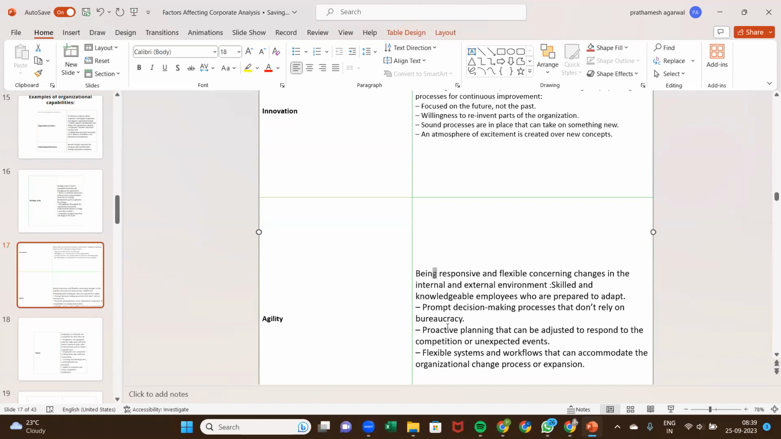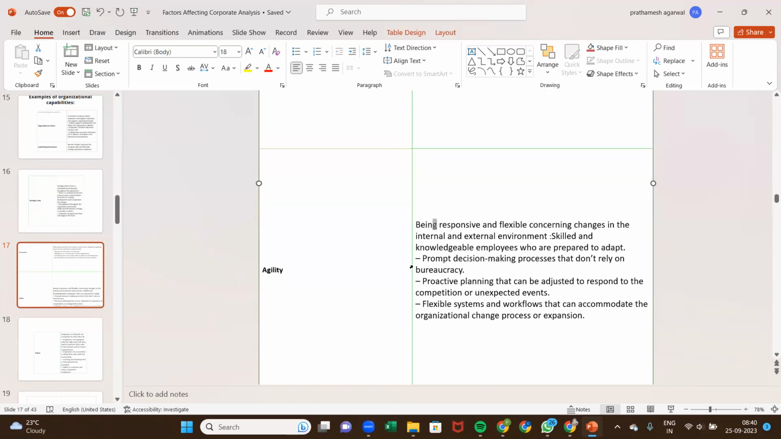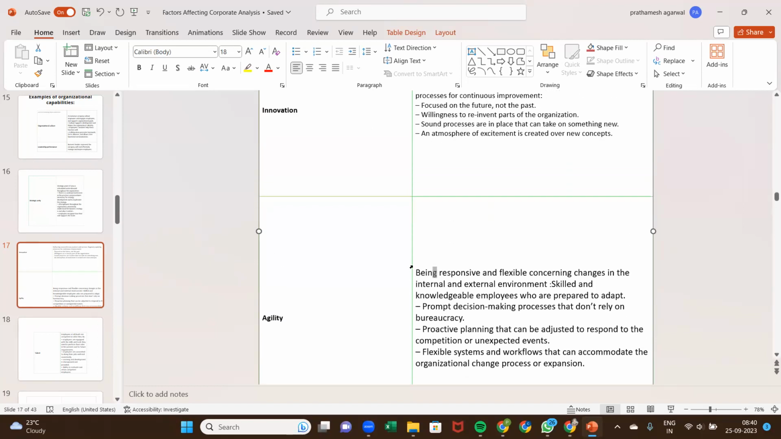Prompt decision making processes that don't rely on bureaucracy. Bureaucracy means red tapeism, lots of paperwork. Then proactive planning that can be adjusted to respond to the competition or unexpected events. Flexible systems and workflows that can accommodate the organizational change process or expansion. This is called agility.